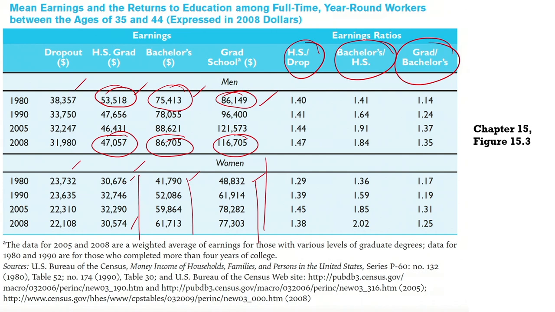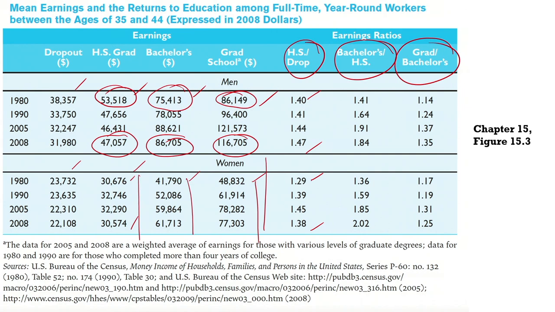Now, let us look at the earnings ratio in the case of high school versus dropout. For men, the ratio increased from 1.40 to 1.47 from 1980 to 2008, which indicates a growing earnings gap between high school graduates and dropouts. For women, the ratio also increased from 1.29 to 1.38.